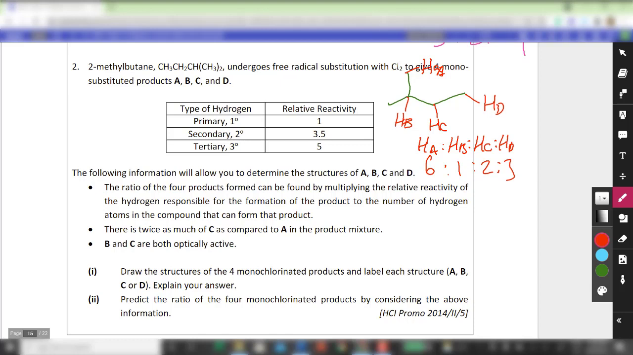So that means that if there is a chlorine being substituted at the position of HA, based on statistics alone, the amount will be 6 times greater than that substituted at HB, and then maybe 3 times greater than that substituted at HC, and twice as much as that being substituted at HD. Yeah, so this is what it means when we say statistical ratio.